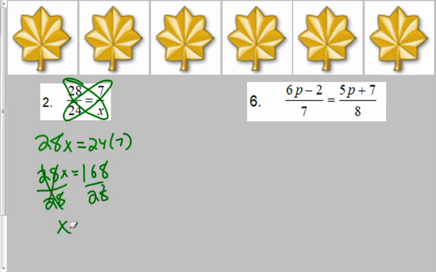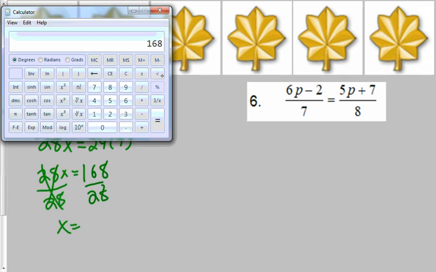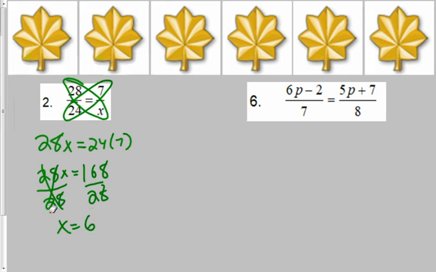I get x equals 168 divided by 28, which is 6. Nice. You can plug it back in to check. It'll work out that they're equal on both sides.